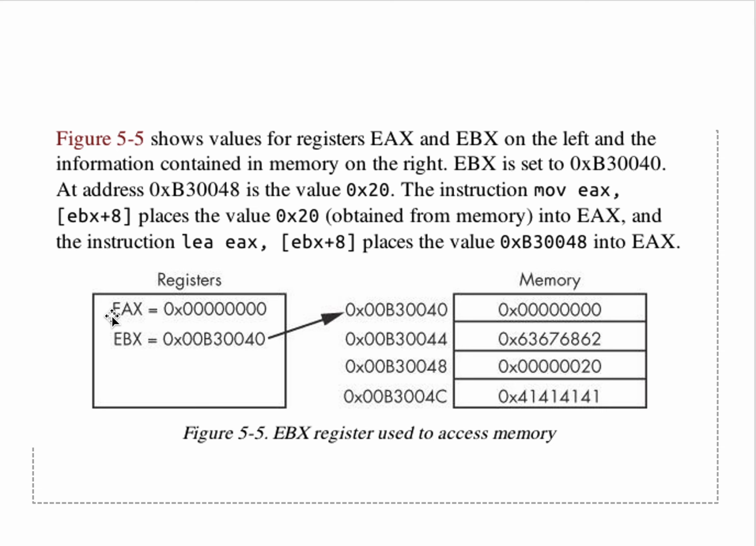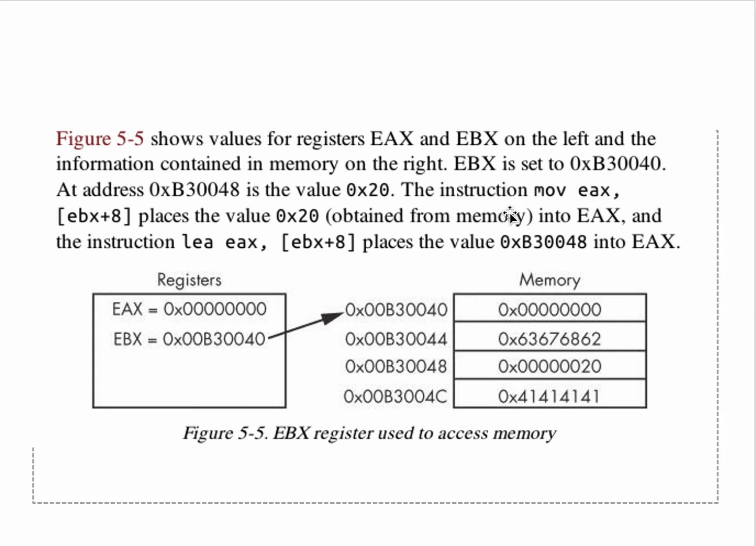Okay? Now, EBX contains 00B340, okay, which refers to 0000. Now here it says EBX is set to this. At address 0xB348 is the value 20 right here.